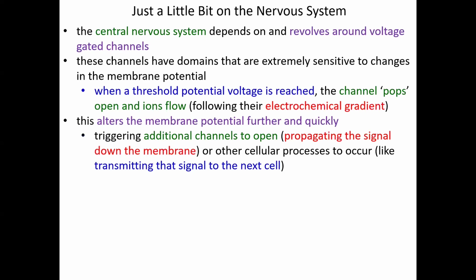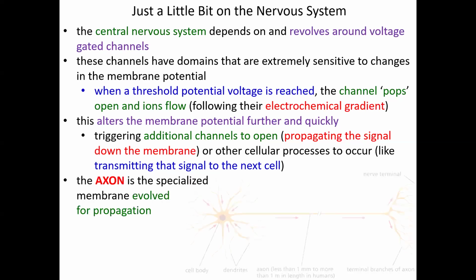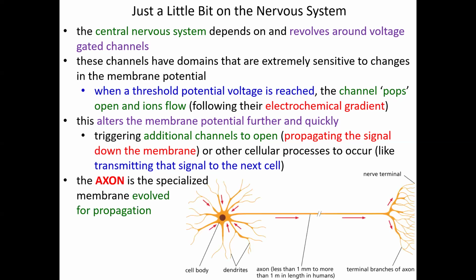Because of the ions that are flowing into the cell now, this is going to trigger additional ion channels to open, and that's going to propagate the signal down the membrane. Also, or either, other cellular processes can also occur, like transmitting that signal to the next cell so that the message can continue. So what we're really dancing around here is the anatomy and physiology of a neuron.